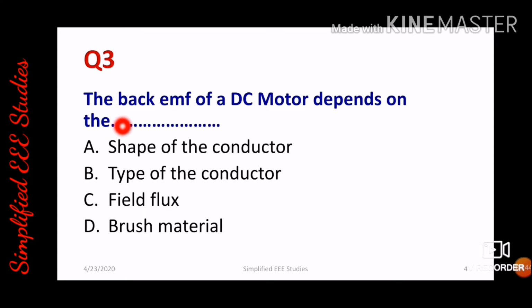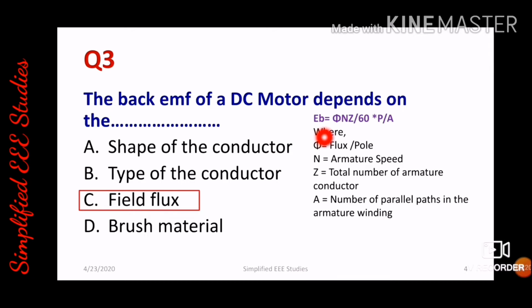Third question, the back EMF of a DC motor depends on the dash. Option A, shape of the conductor, option B, type of the conductor, option C, field flux, and option D, brush material. Which option is the right answer? Option C is the right answer. How can I justify the answer, option C, field flux? So back EMF of the DC motor depends on field flux. How? For that purpose, we can see the equation of back EMF.